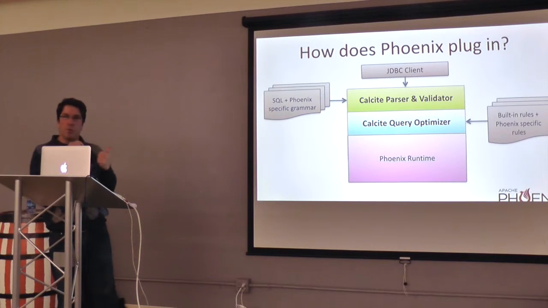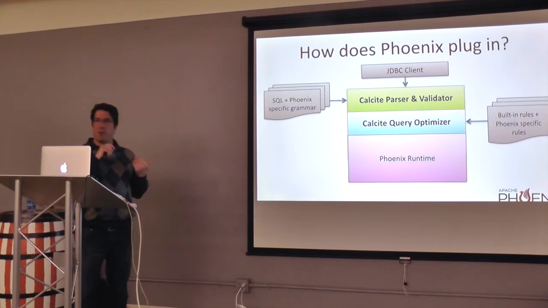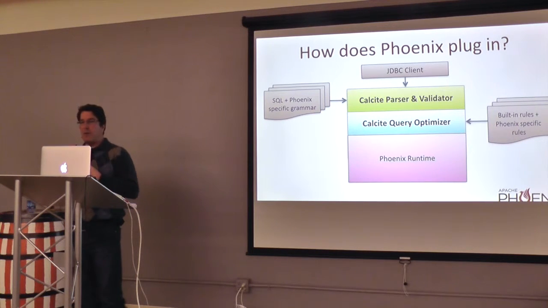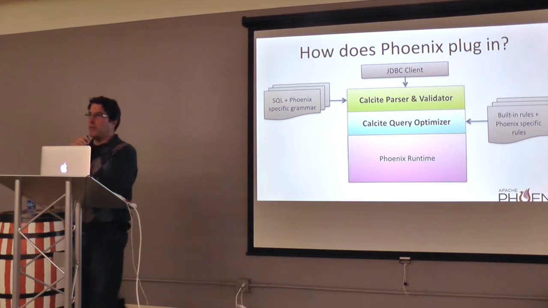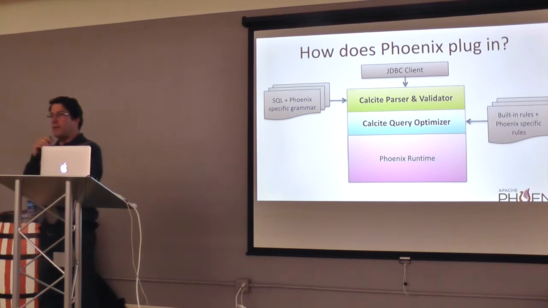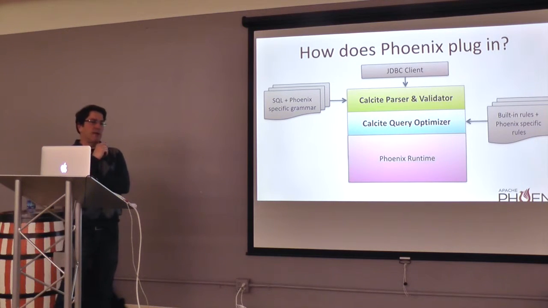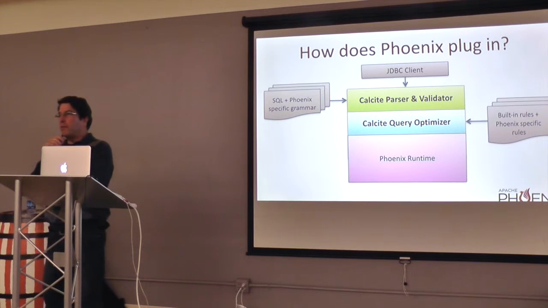you can inject rules, which are optimizer rules that tell the optimizer what to do. An example would be, remember I talked about the skip scan in Phoenix? It's not always faster to do a skip scan, depending on the cardinality of your columns. So with Calcite, we'll plug in a rule that determines in a cost-based way when you would do a skip scan or when you wouldn't.